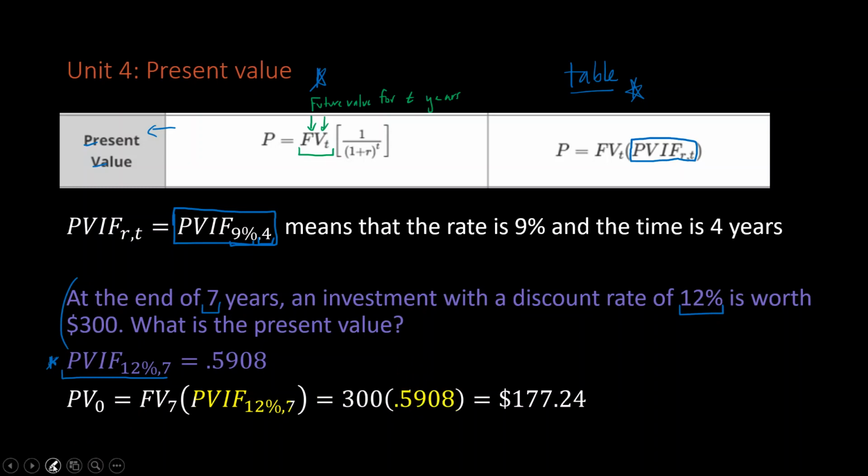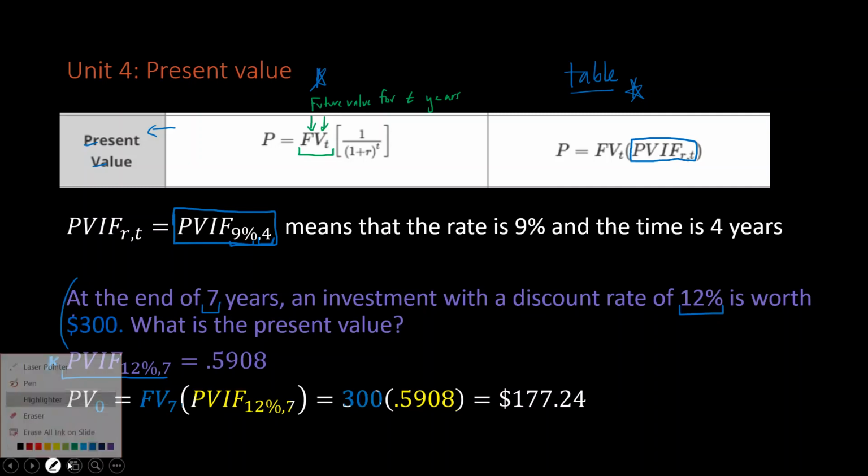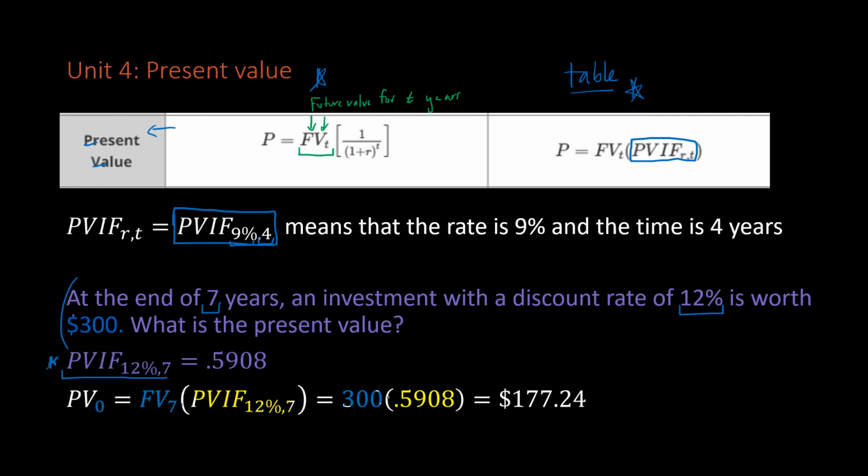Plug that in. And then the other thing we have to plug in is that they mentioned that at the end of this time period, so that's in the future, the future value is $300. So future value after 7 years is $300. We plug that in. What is the present value? In other words, the initial value after 0 years. We just do 300 times 0.5908, and I get $177.24. So that's the answer. I think this is a pretty complicated looking equation, but it all just turned out to be quickly multiplying 2 numbers.